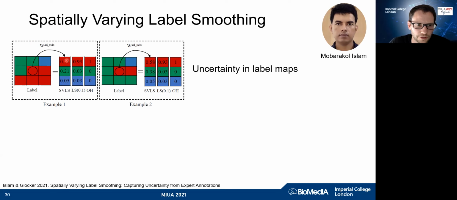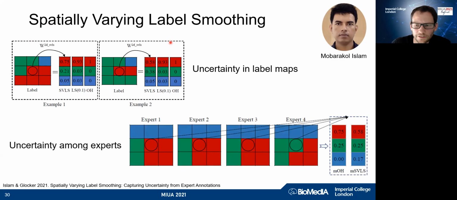So a spatially varying label smoothing would give us this labeling for this central pixel. And in a different example, you would then get different weightings. So these will change depending on your spatial location. And this is a really simple and straightforward way of capturing uncertainty. Interestingly, we will see how much it helps with calibrating our neural networks. But it can also be easily extended, for instance, to the task where you have multiple experts.